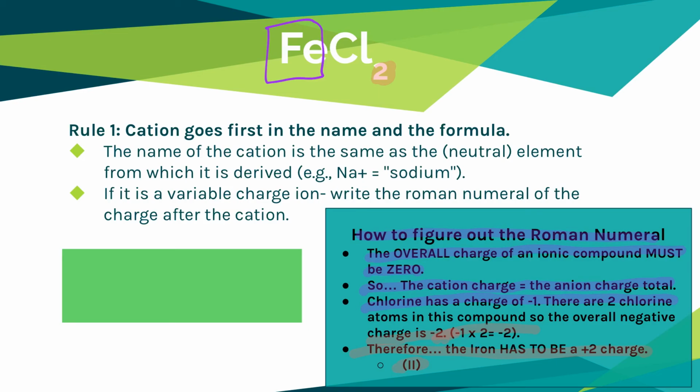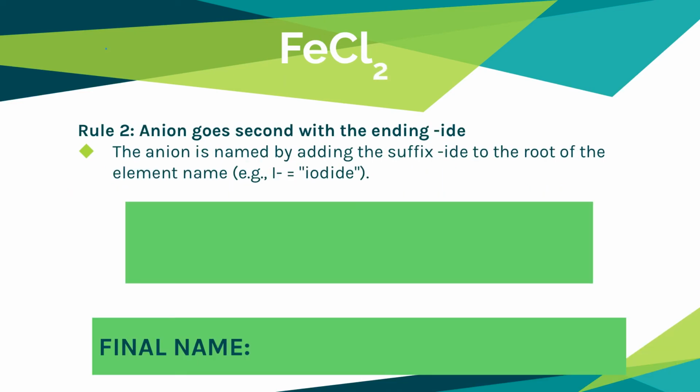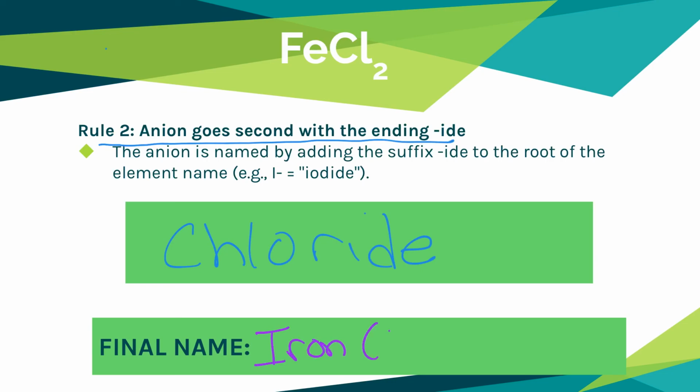So I'm going to write my cation is iron, and then the Roman numeral 2 for my cation. The anion goes second with the ending -ide. So we have chloride. And so the final name of this compound is iron 2 chloride.